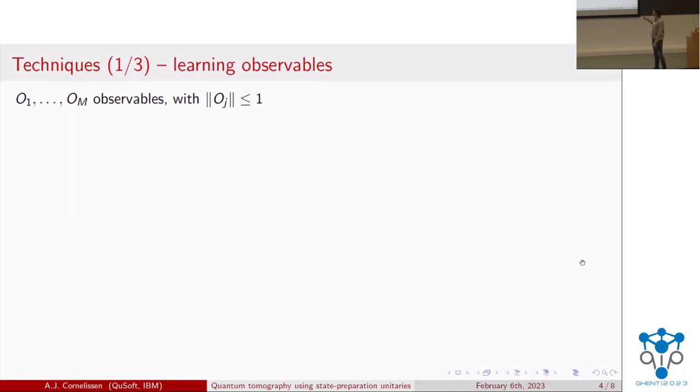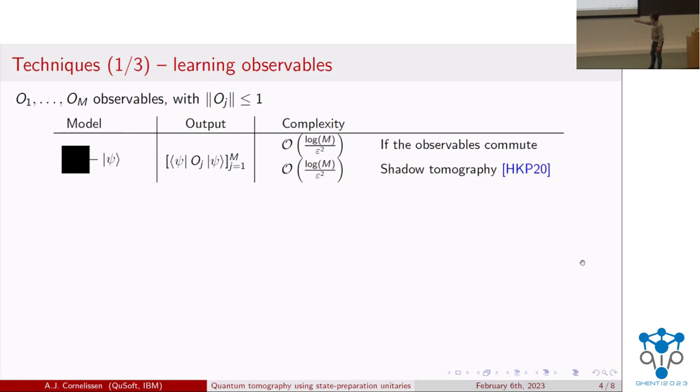The first idea is that we consider the problem of learning observables, which is the following. Suppose we have M observables, all with a nice normalization of 1. And what we want to do is learn these quantities, the inner product between the state psi, the observable, and psi again. Now this is a well-studied problem. If you just get copies of your state psi, you can do shadow tomography, as we saw in the tutorial session of QIP last year. You can do this in log m over epsilon squared number of calls to this black box.